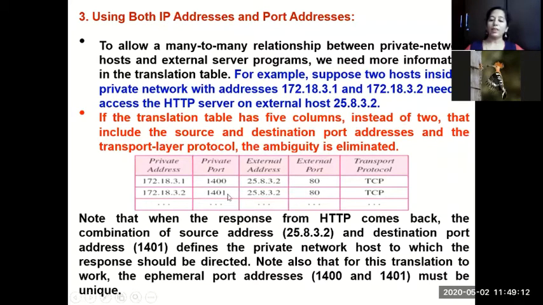So if the combination has this address and port number 1401, the device which receives the packet will be 18.3.2. If the combination has this address 25.8.3.2 as the source and the port number 1400, then it will send that packet to the address 3.1. So this kind of combination of port and IP address, called a socket, is the best way where we can make use of NAT, or multiple private addresses with just a few external connections to the internet.